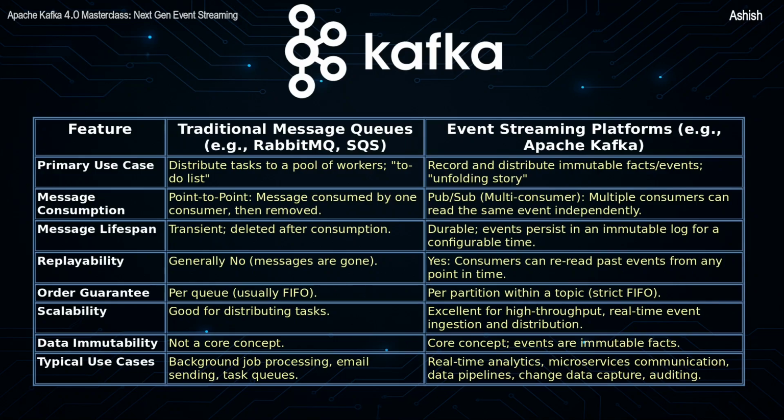The durability and replayability of events in Kafka are key differentiators, enabling powerful new architectures and use cases. Kafka can act like a queue, but its true strength lies in its capabilities as a comprehensive event streaming platform. You now clearly understand the fundamental differences between traditional messaging and event streaming and why Kafka sits firmly in the latter category.